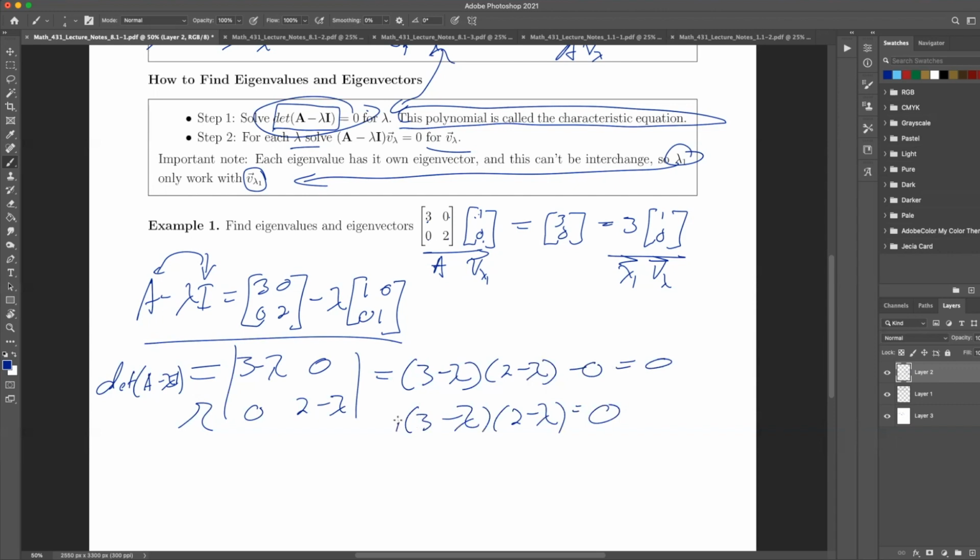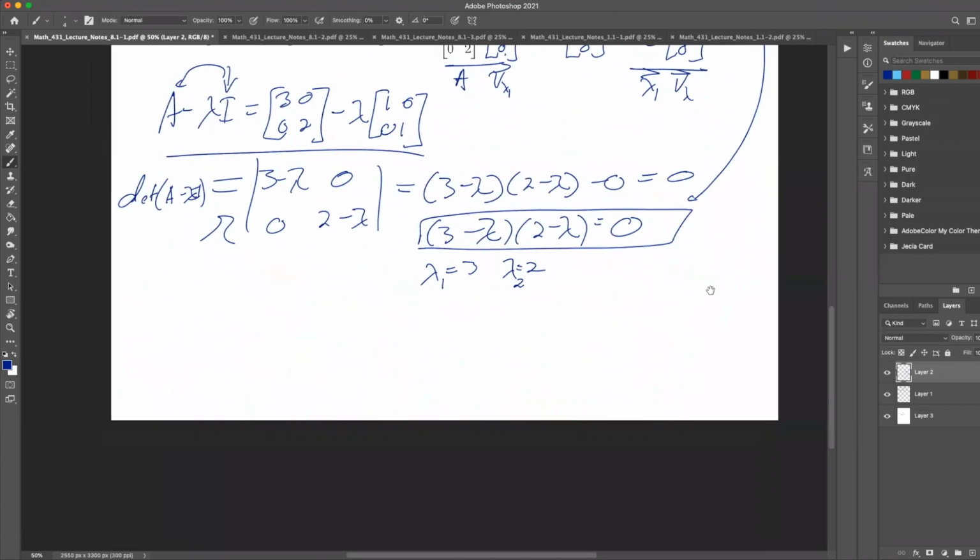So this right here is what we call the characteristic equation. So the roots of this equation are, of course, 3 and 2. And we just arbitrarily call one lambda 1, the other one lambda 2. Does it matter? No. But once you choose them, they're stuck that way.